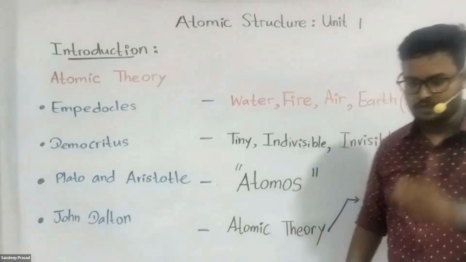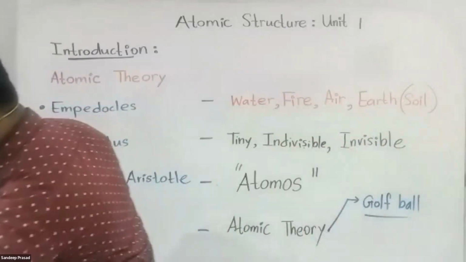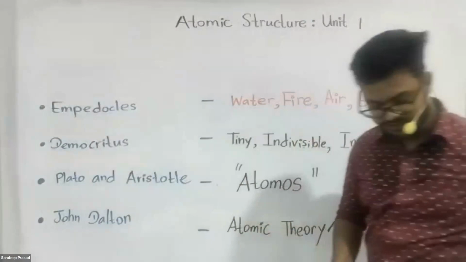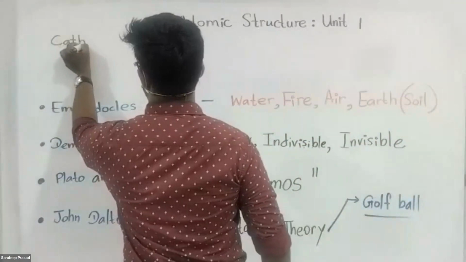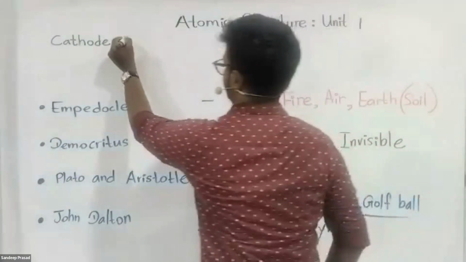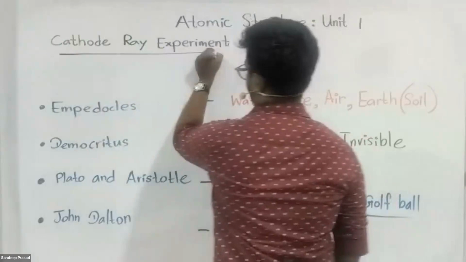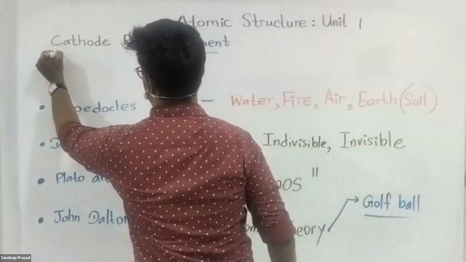Okay, now let's move to the next subtopic. What is the next subtopic that we have to discuss? The next subtopic is the cathode ray experiment. So write down the next subtopic, cathode ray experiment. Until you get the tutorials, write down these things with me. These things are very easy, so don't worry. Let's learn one by one.